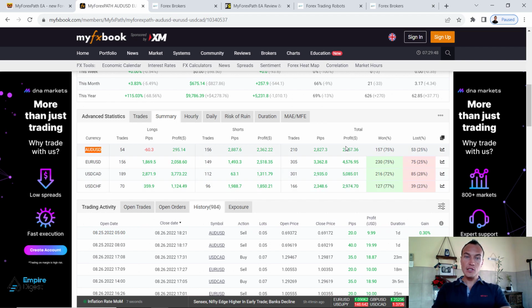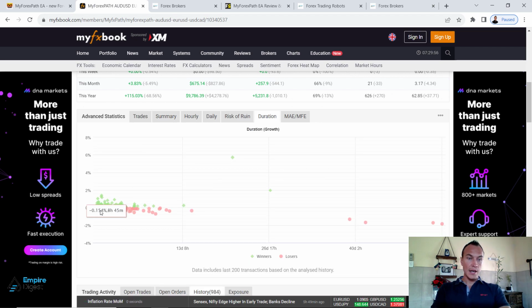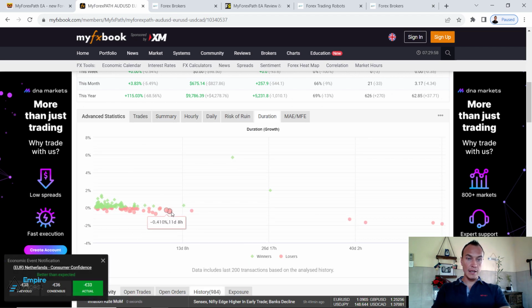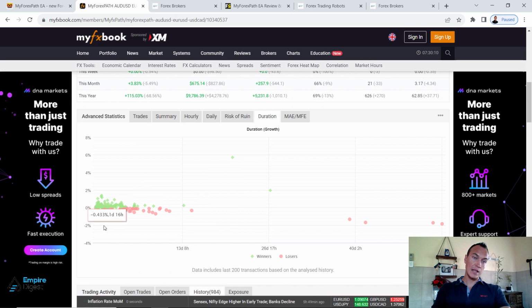Okay. And then you can have a look at the total profit, the loss percentage, pips, etc. Then the duration of trades, very important. As we can see, 5 days. So about 90% of trades close within 7 days, within 1 week, and the rest of it is within 2 weeks, slightly over 2 weeks.